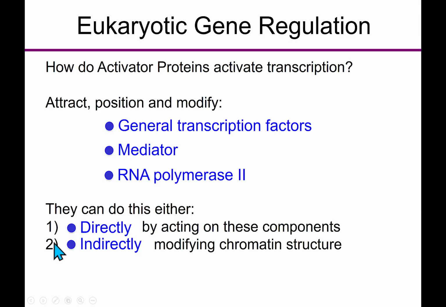Now, over the next couple of slides, if you get confused, refer back to this slide. We're going to talk about several mechanisms that go through 1 and 2, right? So again, 1 is direct mechanisms by these activator proteins, and 2 is activator proteins indirectly modifying chromatin structure. Now, these are not official numbers, so don't think there's officially a type 1 mechanism or type 2 mechanism. No. This is just an outline for our particular lecture. Okay, so let's start with number 1, how the activator proteins directly act on these components.